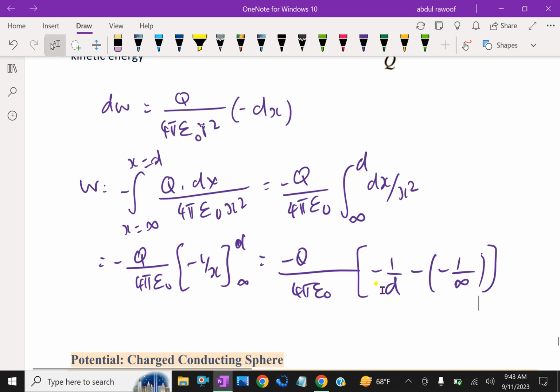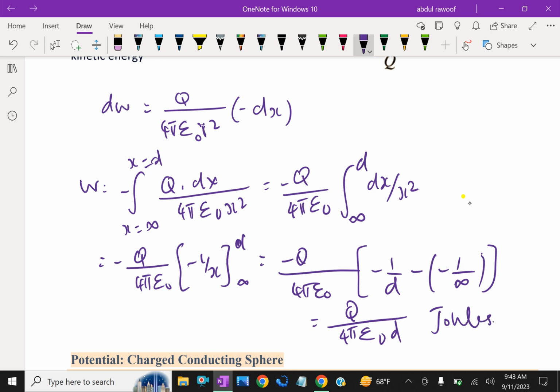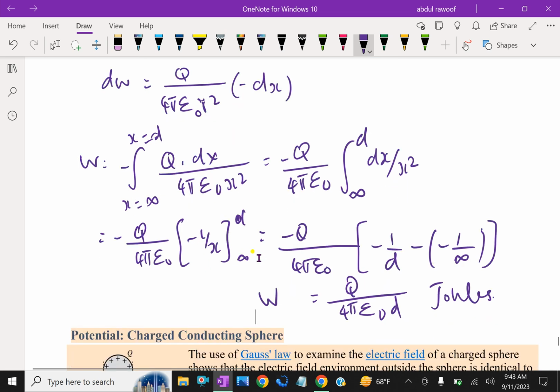equal, after simplifying we get Q, 1 over infinity is 0, therefore the second limit becomes 0, therefore Q over 4 pi epsilon 0 d joules. Therefore work done is Q over 4 pi epsilon 0 d joules.